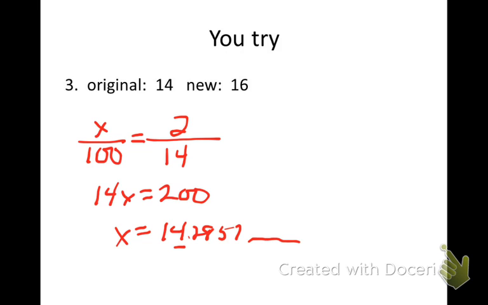That means the ones place. The 2 says leave it alone. 14%. Was it an increase or a decrease? It was an increase. And we would be done.